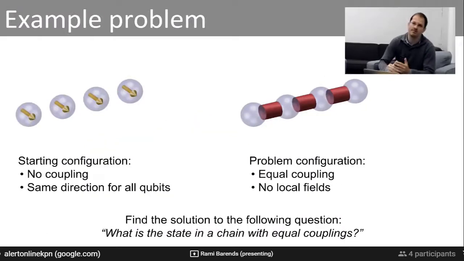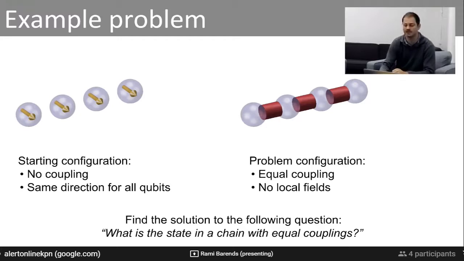Let's start with a simple example problem. We have a starting configuration where there is no coupling and the local fields point in the same direction for all qubits. The solution to this problem is very simple: all the spins will align with these local fields, in the same way a weather vane would point into the wind. Now, we'll slowly decrease the local fields and slowly ramp up the coupling strength to create a problem configuration where we have equal couplings but no local fields. In essence, we're asking the quantum system to find a solution to the following question: what is the state in a chain with equal couplings?